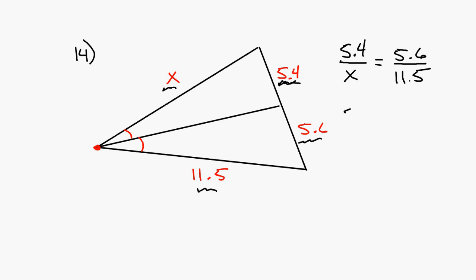So 5.6x is going to equal 5.4 times 11.5, which is 62.1. And then you can divide both sides by 5.6. X is equal to 11.1.